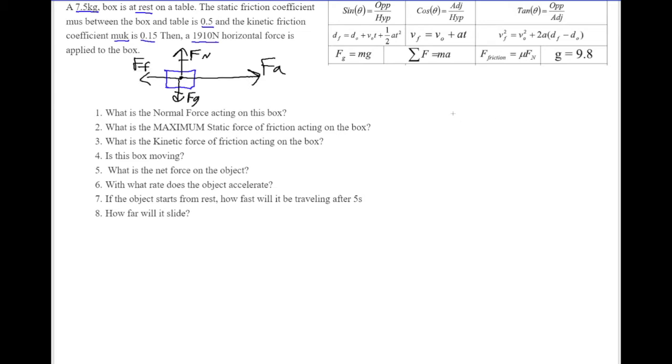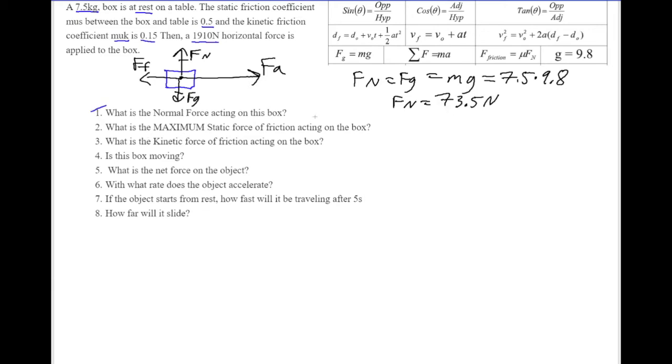First thing says, what is the normal force acting on this box? Well, we just said here in our free body diagram that normal is equal to force gravity because it's on a flat surface and because it's not accelerating up or down. So therefore, our normal force is just mass times gravity. The mass of the box is 7.5 and gravity is 9.8. That gives us a force normal of 73.5 newtons.